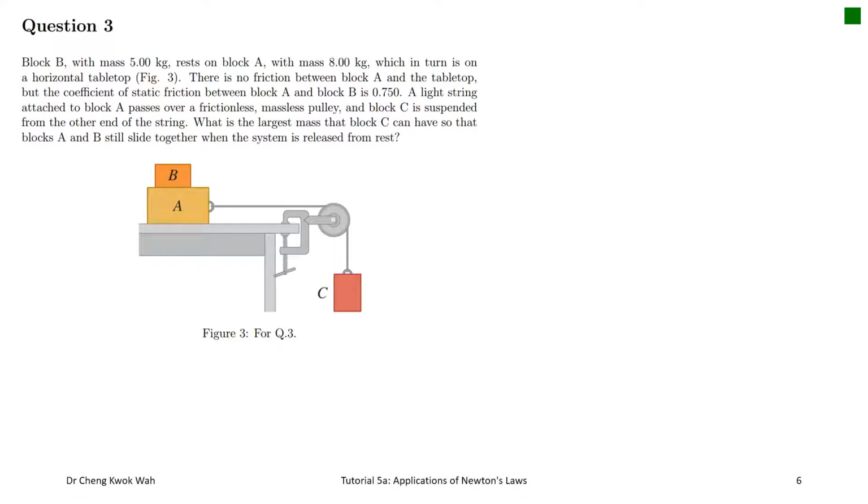So we all learned that the static frictional force can only reach a maximum value. If the acceleration is so large, the force needed to sustain this large acceleration will exceed the maximum static frictional force, and block B will then slide with respect to block A. But we do not want this to happen. We want block B and A to move as one body. Therefore, block C can only have a certain maximum mass, and that is what the question is asking.